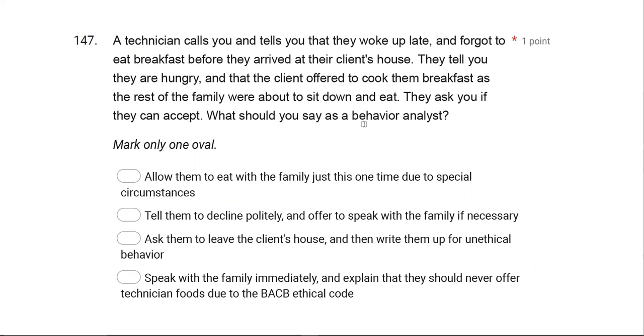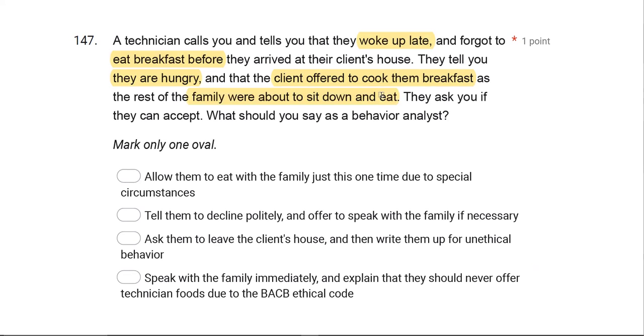This is going to be a big part of your job. Taking calls like this, you've got to resolve ethical scenarios and issues like these where technicians are doing the right thing and reaching out to you. So you're put in these situations and it's your duty to make the right call. Context, technician woke up late, didn't eat breakfast, they were hungry. Client offered to cook them breakfast as the family was about to sit down and eat.